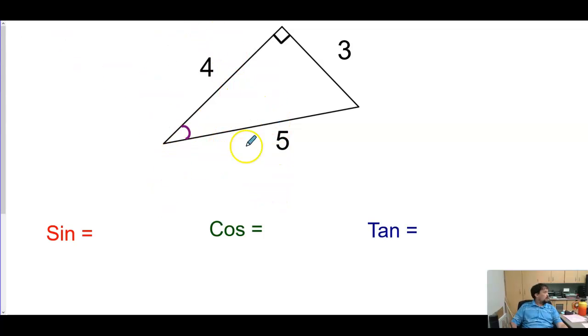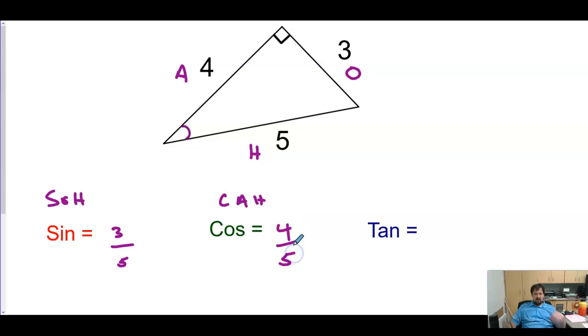So the first thing, let's go ahead and label my sides. So here's my 90-degree angle, so we go across, and here's my hypotenuse. This is the angle I'm concerned with, so I'm going to come over here, call it the opposite. And this third one is going to be the adjacent. So sine, SOH. Opposite is 3, hypotenuse is 5. Can't simplify. Cosine, CAH. The adjacent is 4, and the hypotenuse is 5.